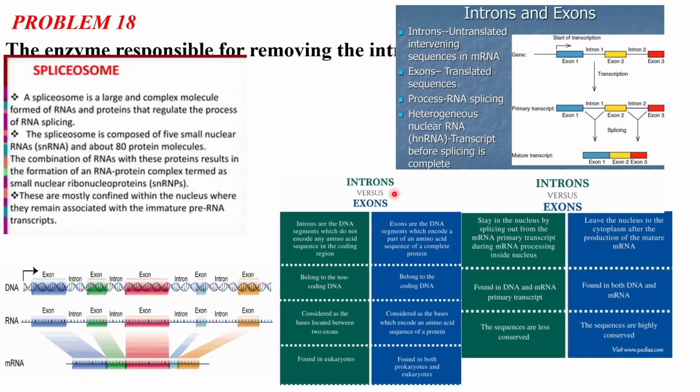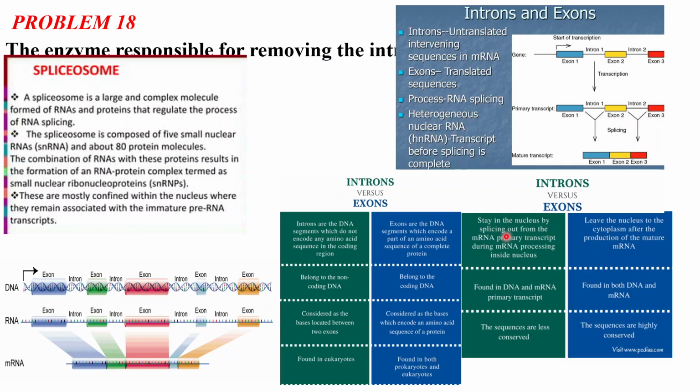So introns versus exons. Introns are the DNA segments which do not encode any amino acid sequence in the coding region. Exons are the DNA segments which encode a part of the amino acid sequence of the complete protein. Introns belong to the non-coding DNA and are considered as bases located between two exons. Exons belong to the coding DNA, considered bases that encode an amino acid sequence of protein. Introns are found in eukaryotes, whereas exons are found in both eukaryotes and prokaryotes.